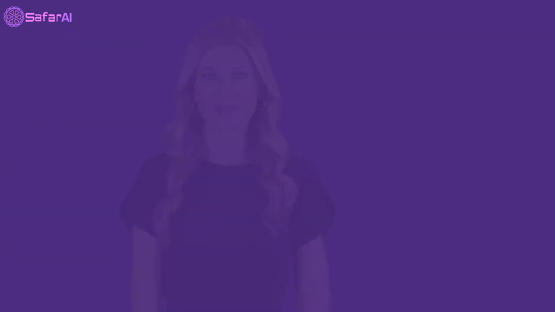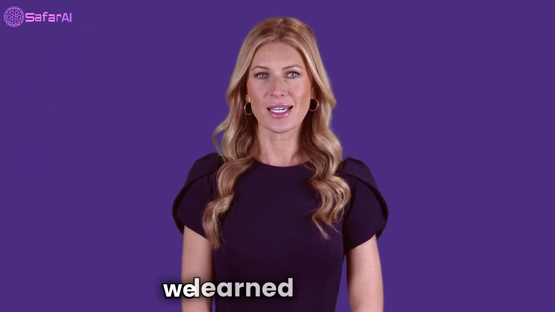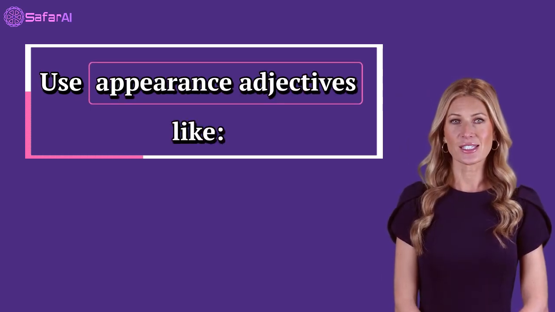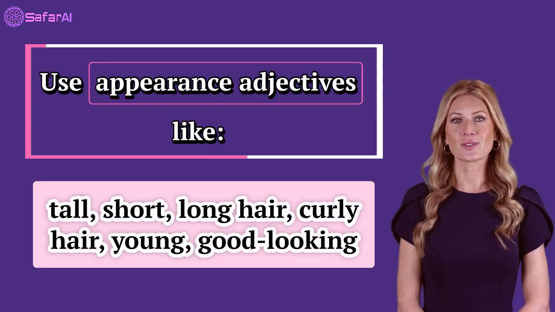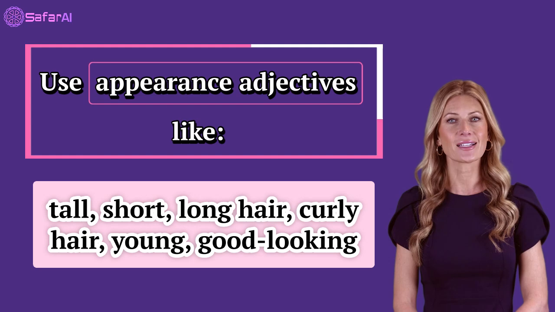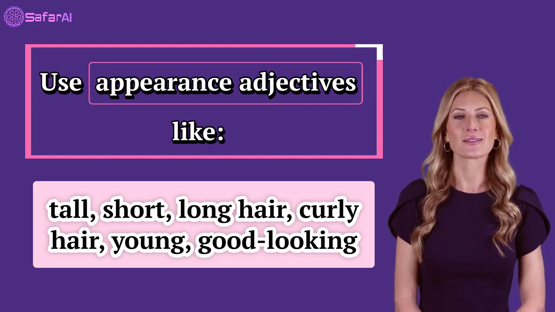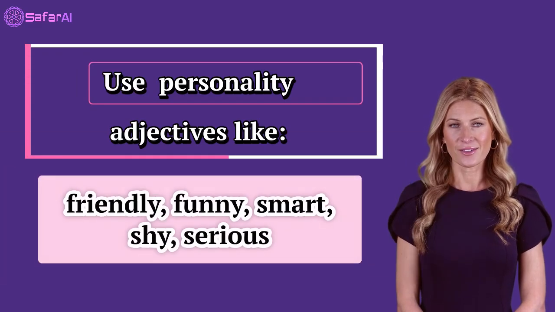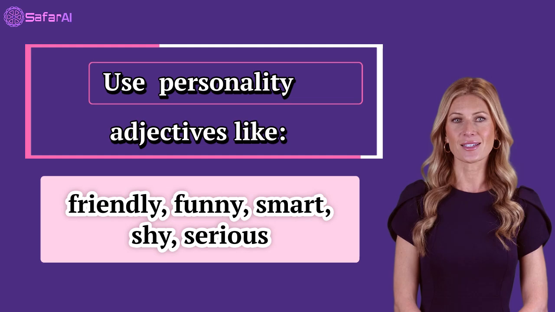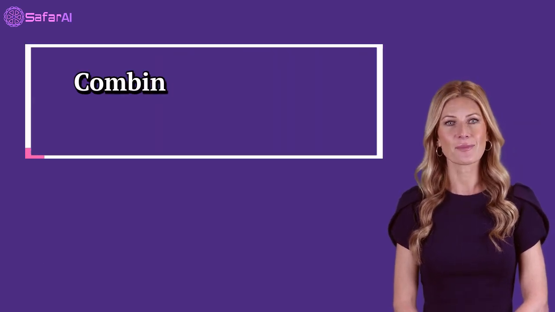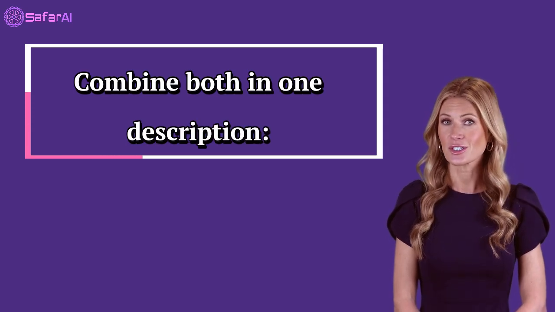Summary. Let's review what we learned today. Use appearance adjectives like tall, short, long hair, curly hair, young, good-looking. Use personality adjectives like friendly, funny, smart, shy, serious. Combine both in one description.